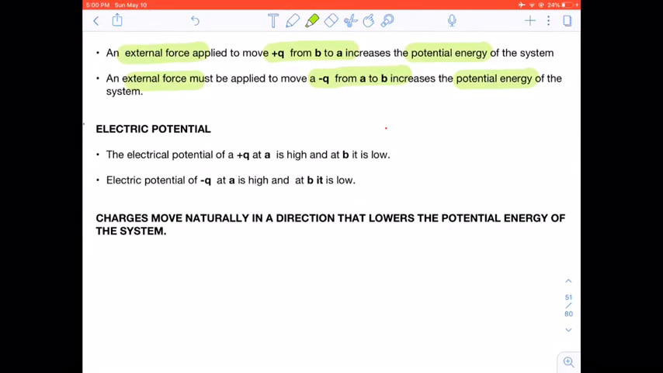And then the electric potential for a plus Q at A is high and at B it's low, by definition. Again, for a negative charge, at A it is high and at B it is low, right? So generally charges naturally move in a direction that lowers their potential energy. Okay.